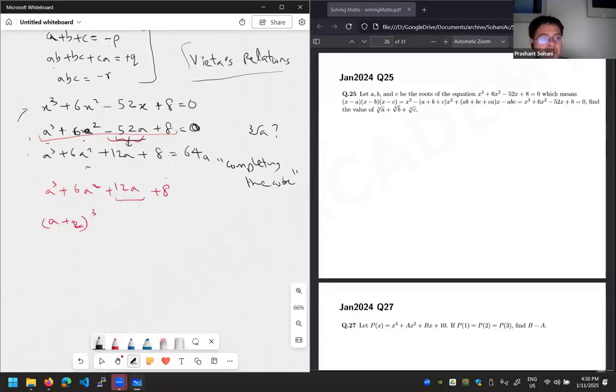Basically LHS is now simply (a plus 2) bracket cube is equal to 64a, right? And now if I take the cube root of both sides, I'm going to get a plus 2 is equal to, and cube root of 64 is 4 conveniently. And so I'm going to get a plus 2 is equal to 4 times cube root of a. And whatever we did for a, we can do the same thing for b and c also. So basically, I can write all these three.